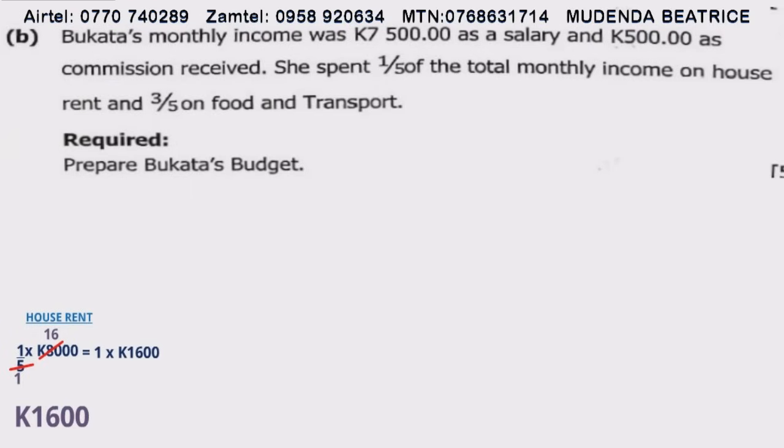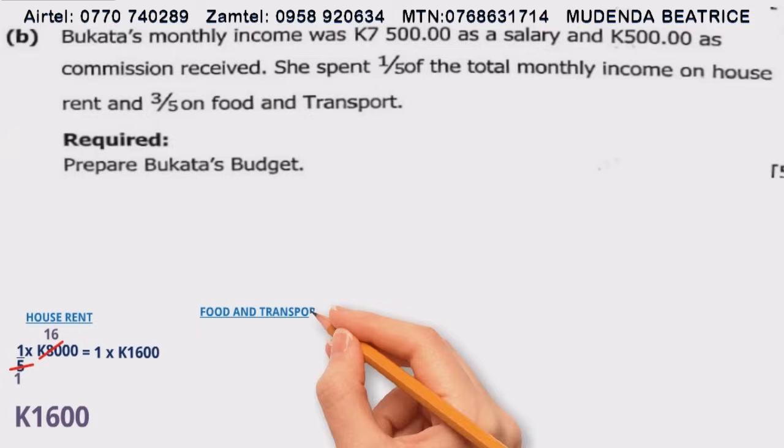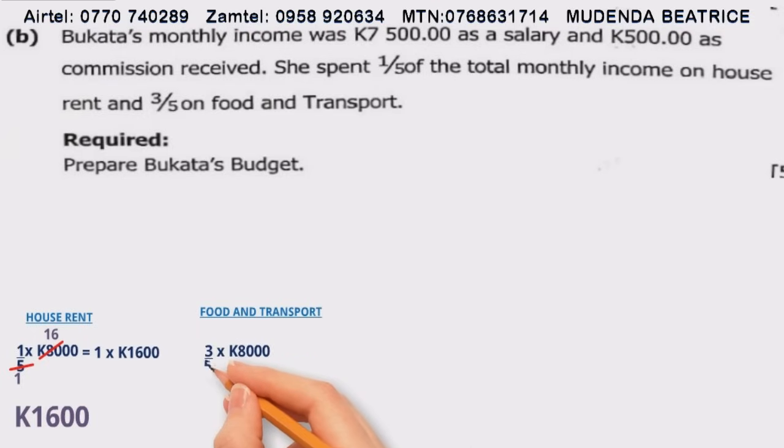Okay, now remember, we want to find the value of these fractions before we start drawing up the budget for Vukata. So now we're going to come to the food and transport expenditure, which is 3 over 5. So we're going to say 3 over 5 times 80. Then just like we did now, I'll try to use a different way, maybe you would understand it in case you got confused when we divided 80 by 5. Okay, so the other way we can do is 80 just like that.